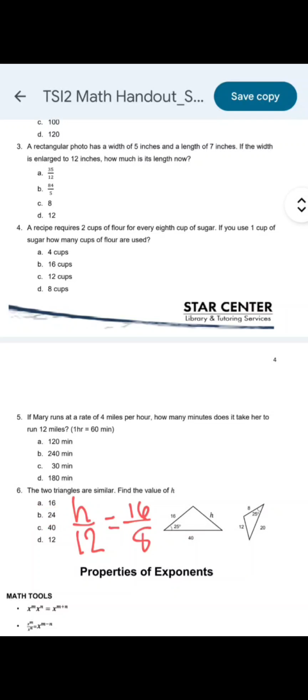If you're not sure, then go ahead and cross multiply and divide and do 12 times 16. And then you're going to divide that by 8 and get 24. Okay? All right, that pretty much sums it up.